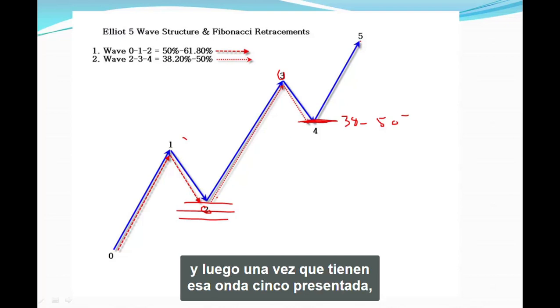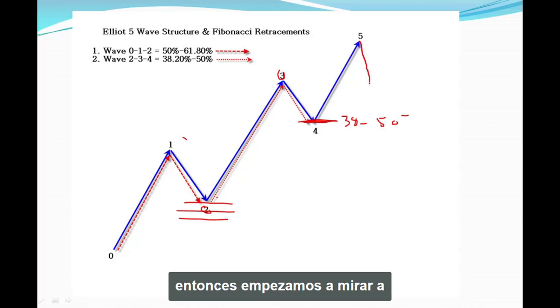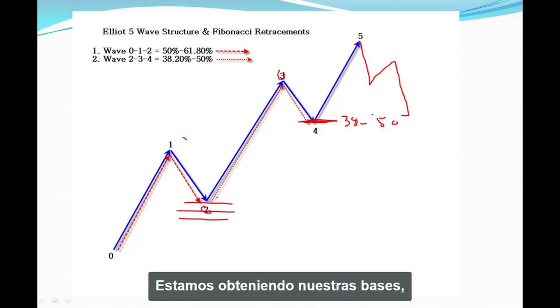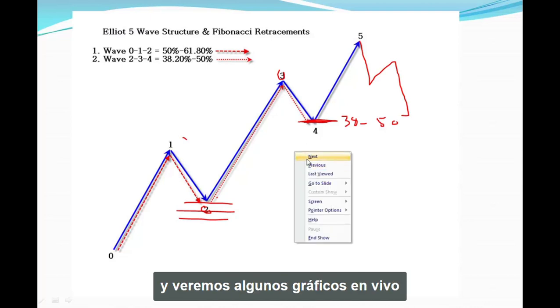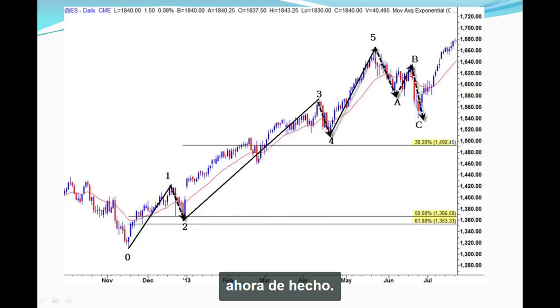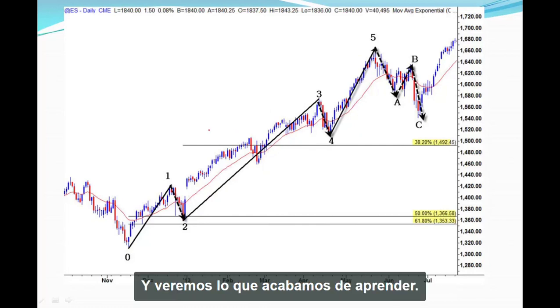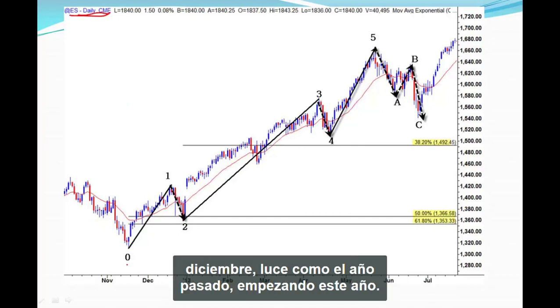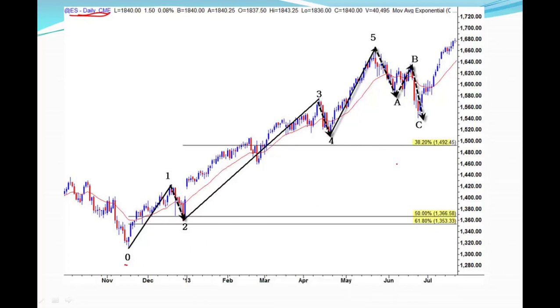And then once they have the 5 waves put in, then we'll start looking at that larger corrective process after that. All right, so we're getting our foundations in, and we're going to look at some live charts right now and take a look at what we just learned. This is a daily chart of the S&P futures. And this looks like it's from December, looks like last year coming into this year.